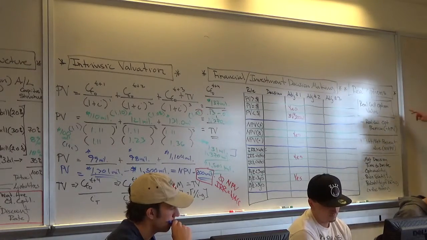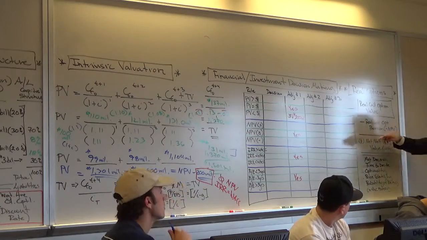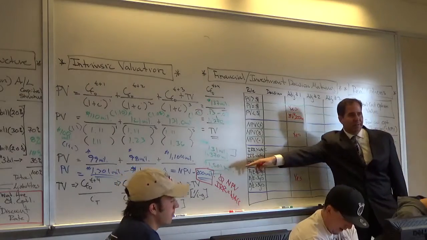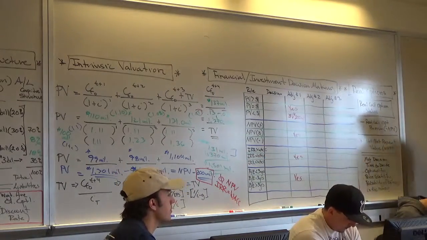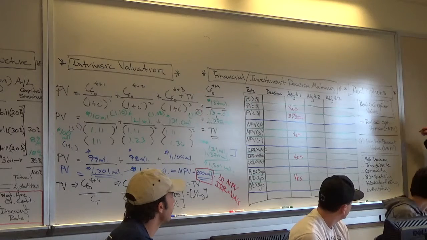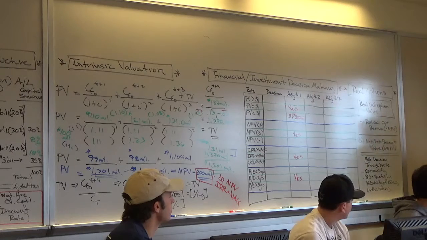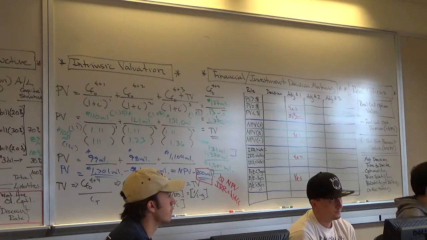Well, if the value of the option minus the call option premium, which is the negative present value, is positive, my net present value is actually positive. I'm going to buy the company. We're going to buy it. We bought this company.